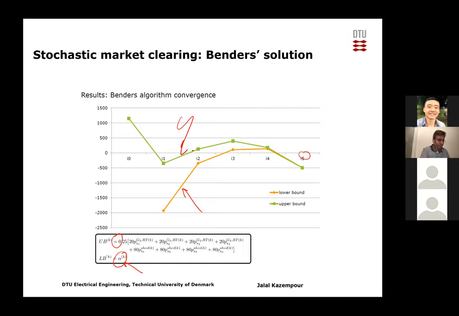Good. Jalal, quick question. Didn't you say earlier that the upper bound and the lower bound should increase monotonously? Yeah, I think I was wrong. No, it's not the case. What I should have said is that the lower bound and upper bound should not cross each other. If they cross each other, there is something wrong, or the original problem is non-convex. That is what I was intending to say.